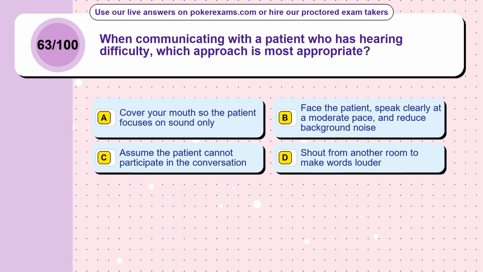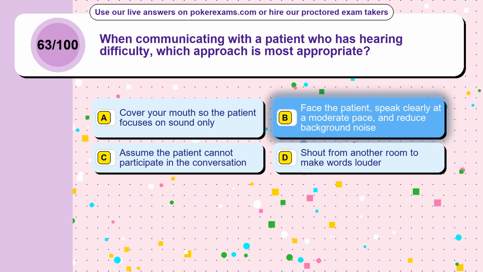Question 63. When communicating with a patient who has hearing difficulty, which approach is most appropriate? Option A. Cover your mouth so the patient focuses on sound only. Option B. Face the patient, speak clearly at a moderate pace, and reduce background noise. Option C. Assume the patient cannot participate in the conversation. Option D. Shout from another room to make words louder. The correct answer is option B. Face the patient, speak clearly at a moderate pace, and reduce background noise.